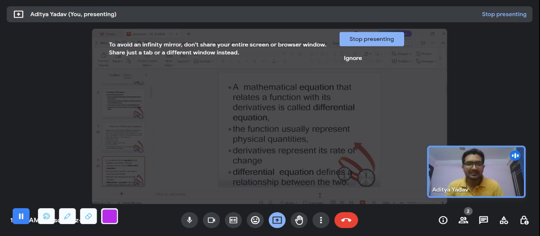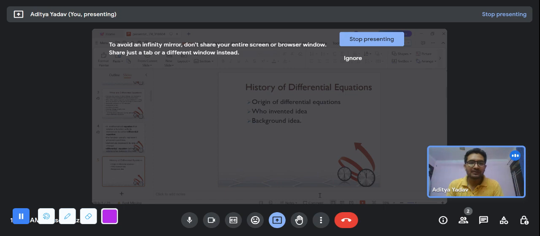A mathematical equation that relates a function with its derivative is called a differential equation. The function usually represents a physical quantity. Derivatives represent its rate of change, and the differential equation defines the relation between the two.